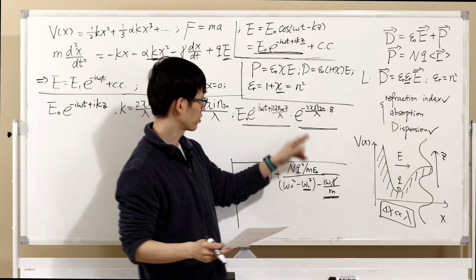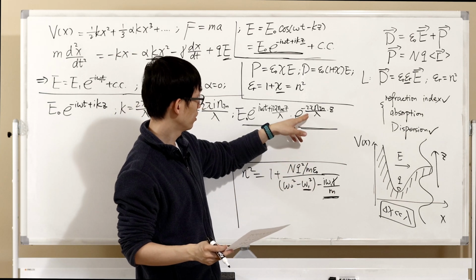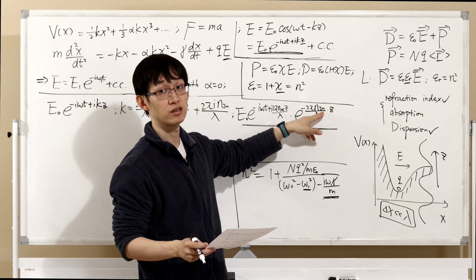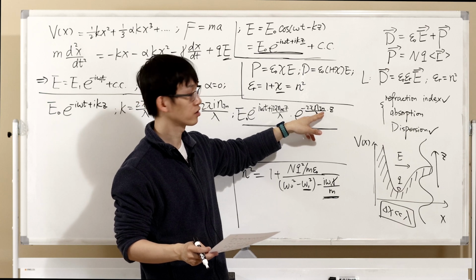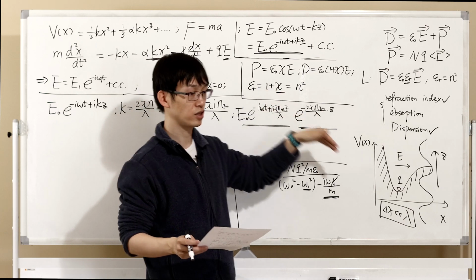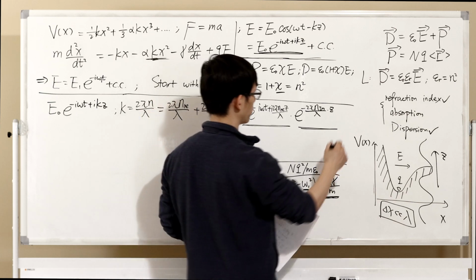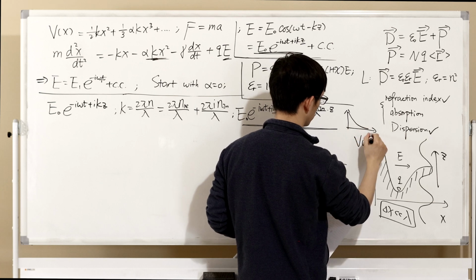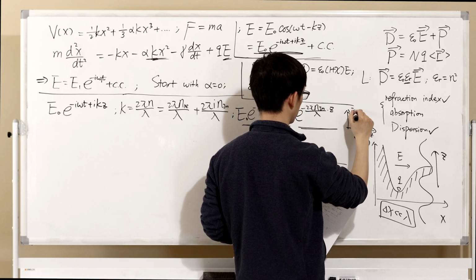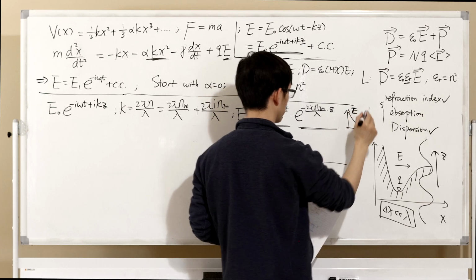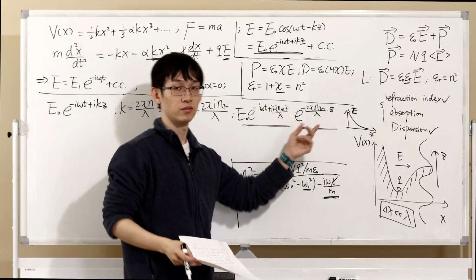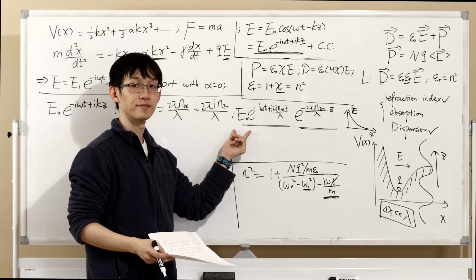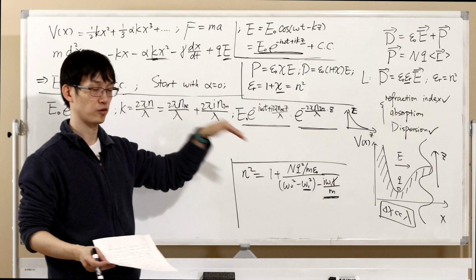And if you look at it, very interestingly, if the imaginary term is larger than 0, then this is an exponential decay with z, and this is the intensity of the electric field. So the imaginary term actually corresponds to the absorption of your light. Your light decays exponentially.